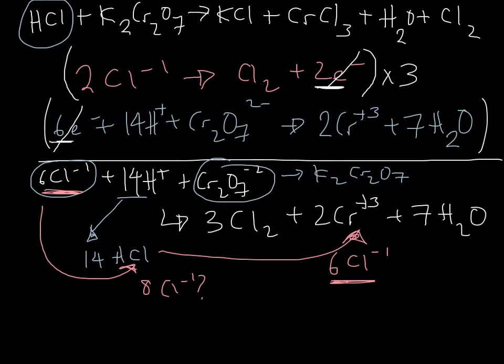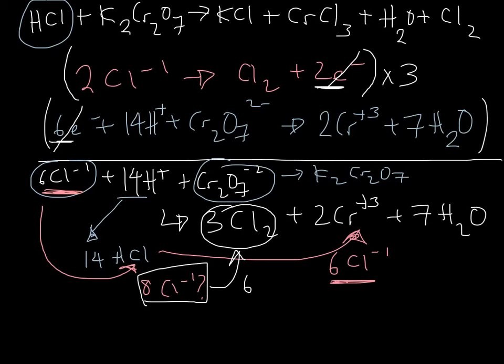And 6 of those 8 were oxidized. So if I look at my 3 Cl2 on that product side, 3 times 2 is 6. So of those remaining 8, 6 of them got oxidized into the diatomic chlorine. 8 minus 6 leaves me with 2 more chlorides that I have to account for. But we have to think about the potassium.